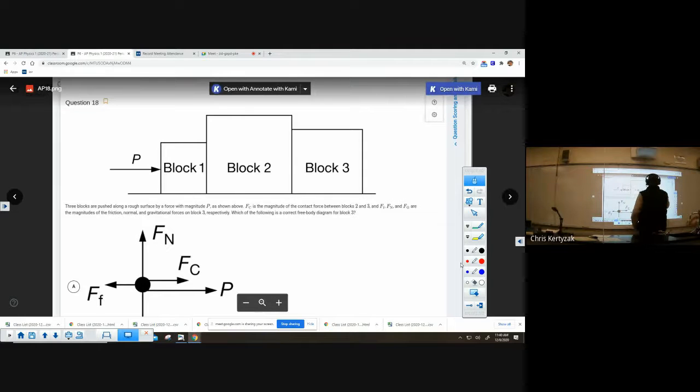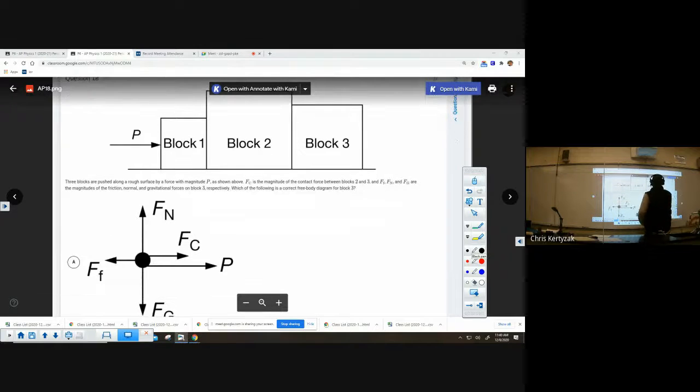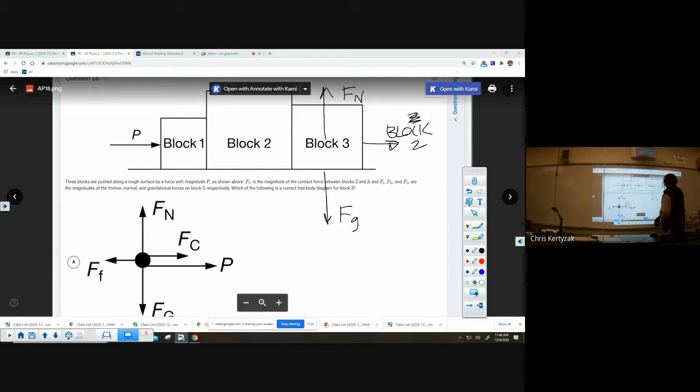Well, we know block 3 has a weight, which is Fg. We know there's a normal force, an equal amount up, that's Fn. We know block 2 is pushing it to the right, if this whole thing is being pushed. Block 3 does not feel object P, whatever force is coming from P. It just feels block 2 pushing on it to the right. This is the force from block 2.